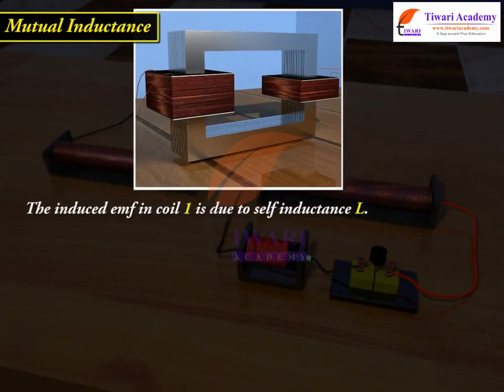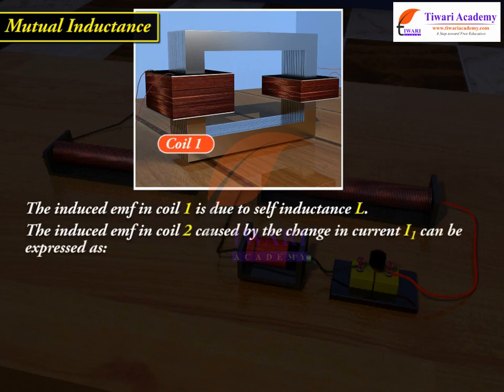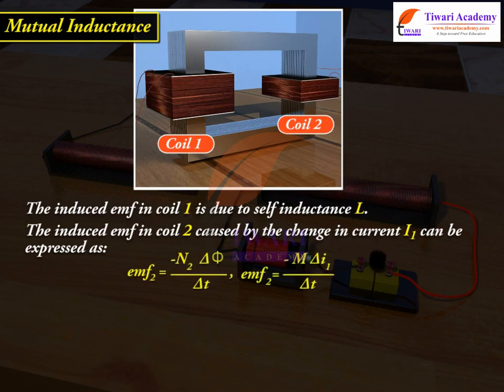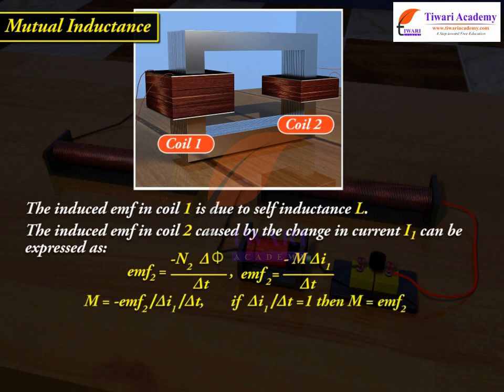The induced EMF in coil 1 is due to self-inductance L. The induced EMF in coil 2 caused by the change in current I1 can be expressed as EMF2 = -N2 Δφ/Δt. EMF2 = -M ΔI1/Δt. M = -EMF2 / (ΔI1/Δt).